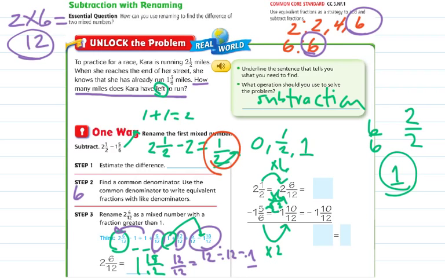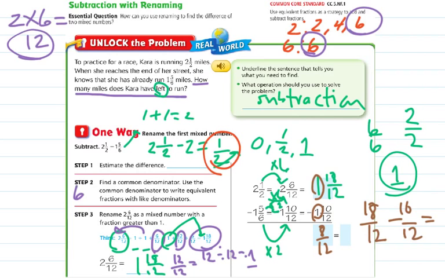So now, boys and girls, what we're going to do is go back up to our regular problem, and we have our answer, which is our fraction with a numerator greater than the denominator, 18 twelfths. So now, boys and girls, we do the whole numbers together, 1 minus 1 is 0. And then we can simply subtract our fractions. 18 twelfths minus 10 twelfths would give us 8 twelfths.